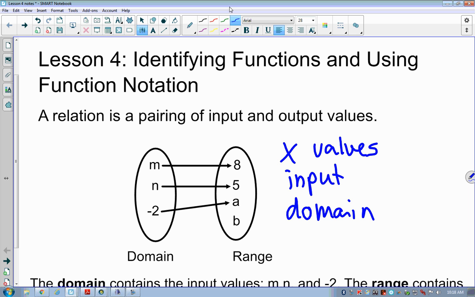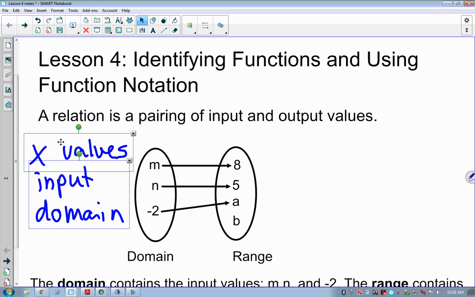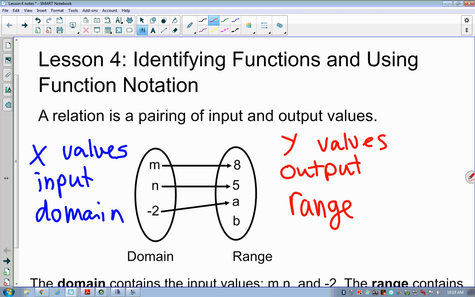In fact, let's move this over here. X values, input, and domain. Range, these are Y values, output, and range. They mean the same thing. Does that help? Because you're going to hear different terms that mean the same thing.